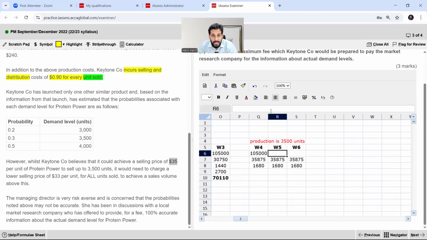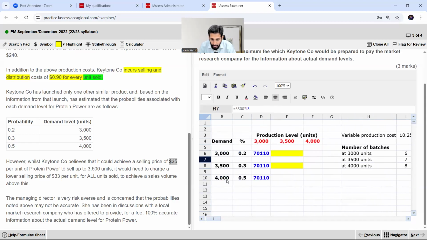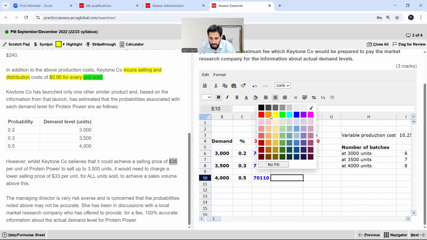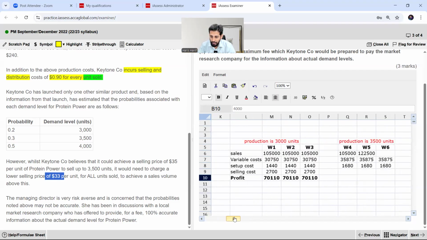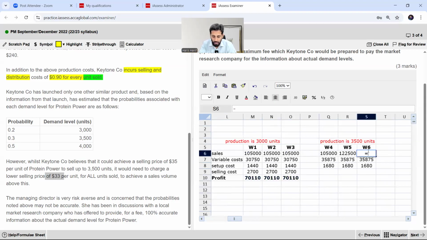I have to write it. Working number 5. Demand is 3500 and the selling price is 35. Fair enough? Good to go? Okay. And the next one, the demand is 4000. Now the third yellow cell, here the demand is 4000 and the company will have to charge $33 selling price, because in order to sell more units, you have to charge a lower selling price, and that is $33. So 4000 multiplied by $33, right?